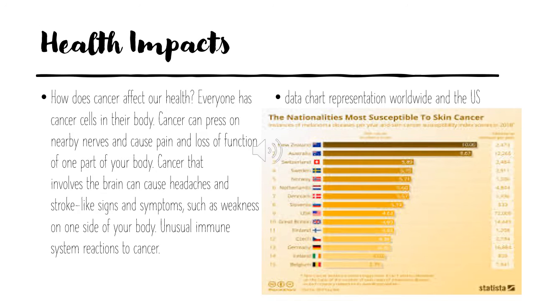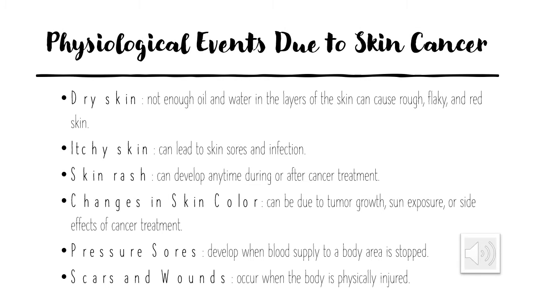To the right, we have a chart that shows the nationalities most susceptible to skin cancer. At 9th, we have the United States of America as compared to 14 other countries in this world. Physiological events that are compromised due to skin cancer are dry skin, itchy skin, skin rashes, changes in skin color, pressure sores, and scars and wounds.